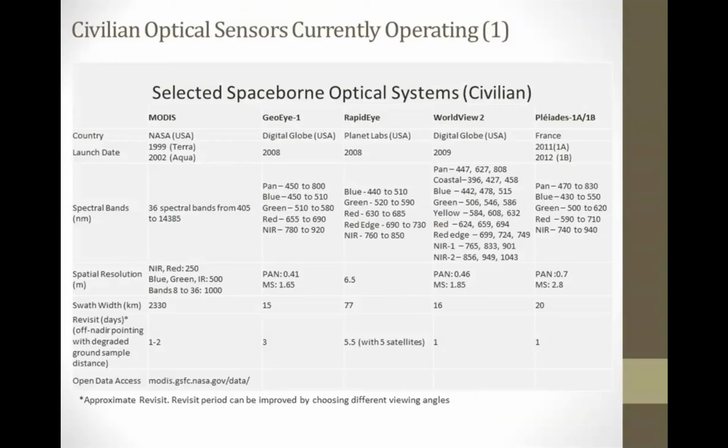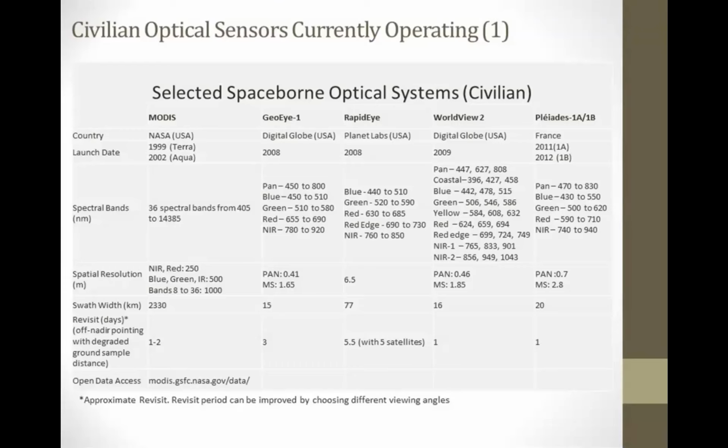So I'm not going to go through this. These are my last slides before I hand it off to Alyssa. I won't go through these in any detail, but you can look at them later. So I've selected some of the optical sensors that you may be interested in. The sensor type is across the top of this chart. And then I've listed the country of origin of this sensor, when the sensor was launched, what those spectral bands are for these sensors, the resolution, how big of a swath, remember that's the image extent, and how often these sensors will revisit any particular place on the Earth.